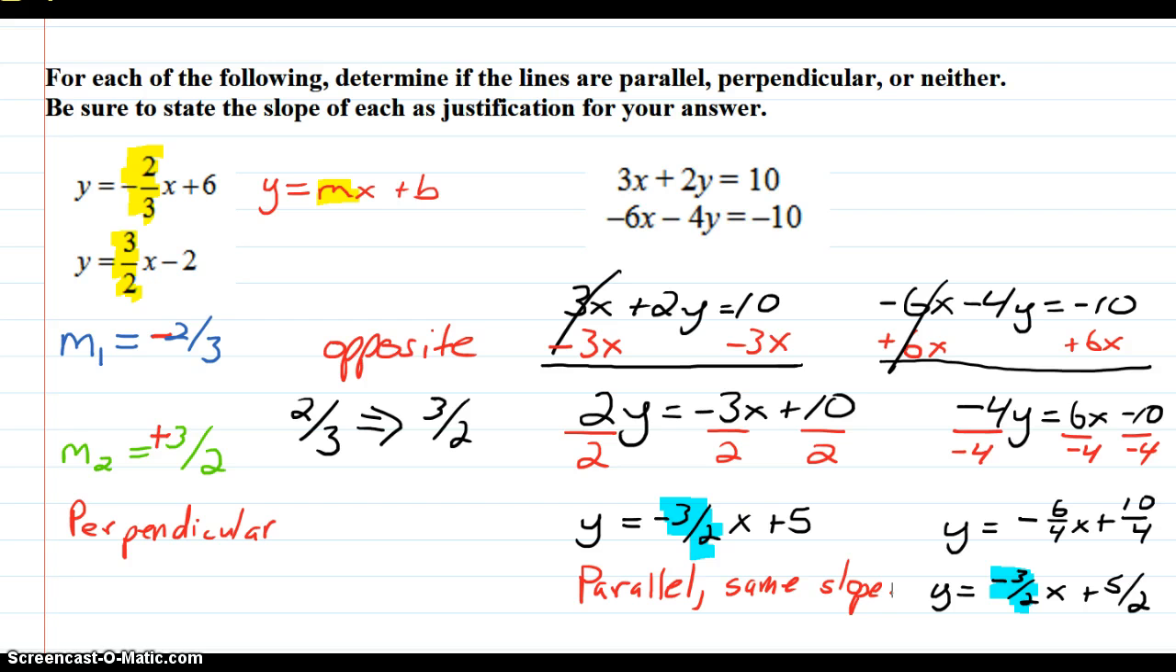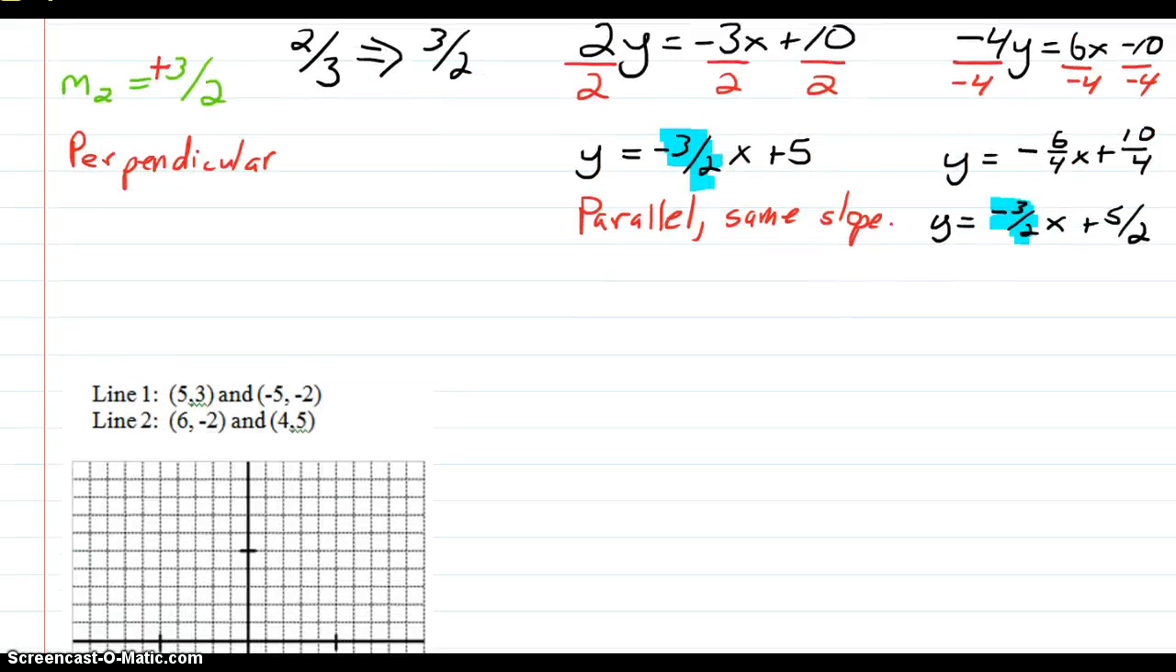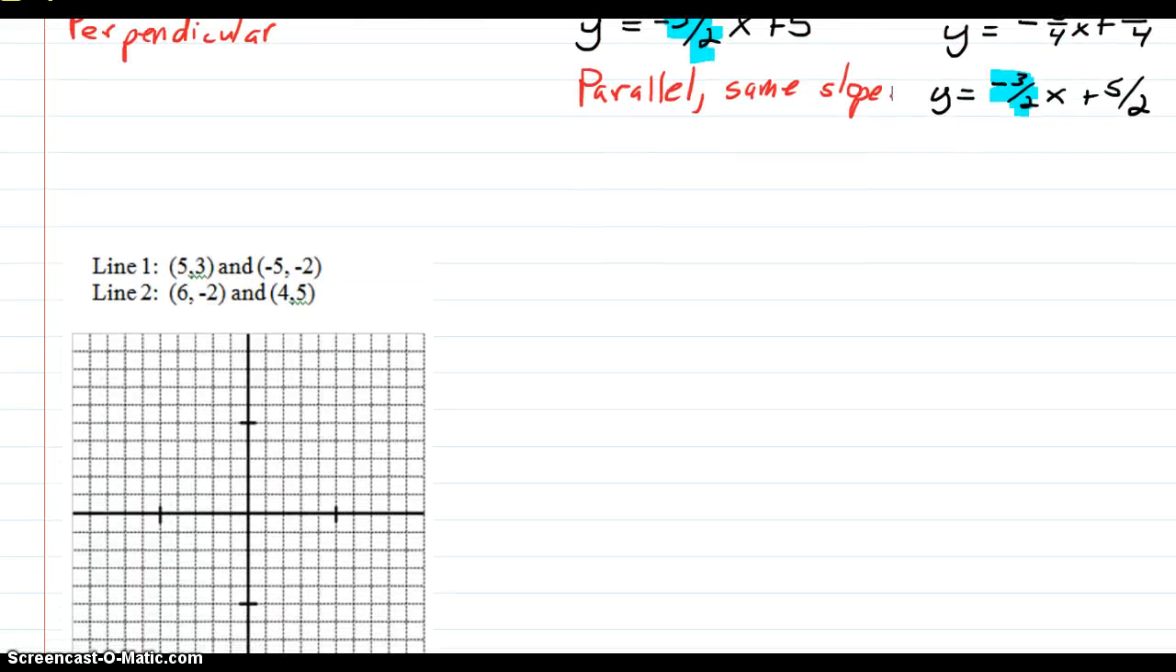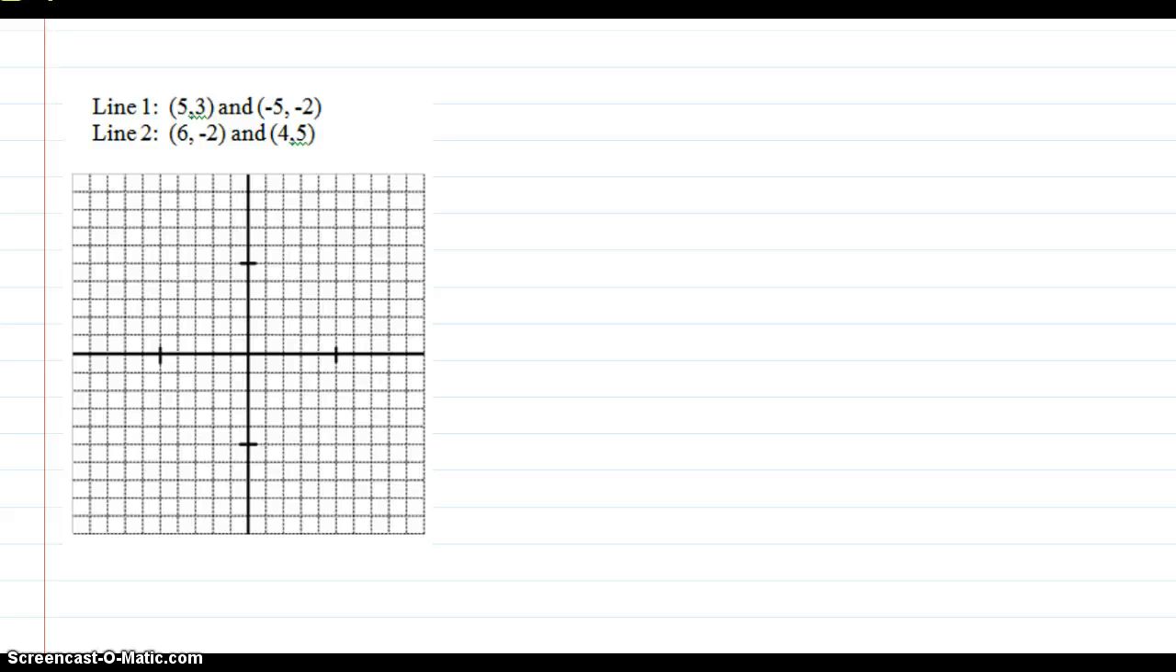Now let's look at another example. This time we're going to graph, and I'm going to give you just the points here. So we'll do the first one in red. So we have 5, 3, so we go to 5, 3, negative 5, 2, negative 5, negative 2, and that's our first line.